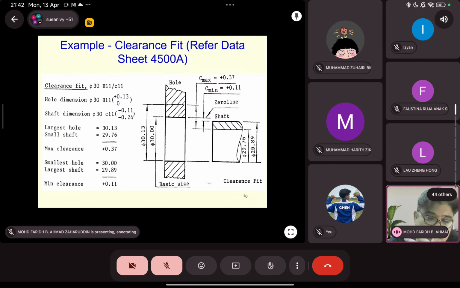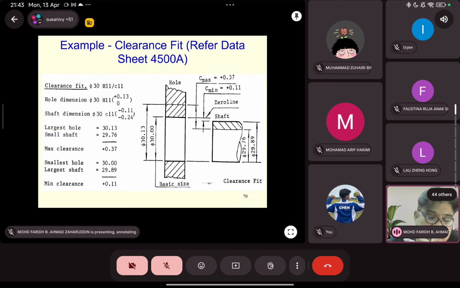Answer my question. What is the upper limit and lower limit for the hole? Untuk lubang, apa saiz dia? Saiz had atas dan had bawah. Untuk upper limit positif 0.13, untuk lower limit 0. Okey, pandai. Okey, untuk dia punya dimension, full dimension berapa?